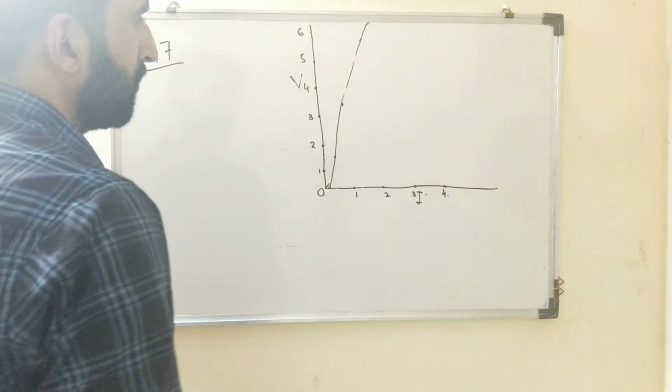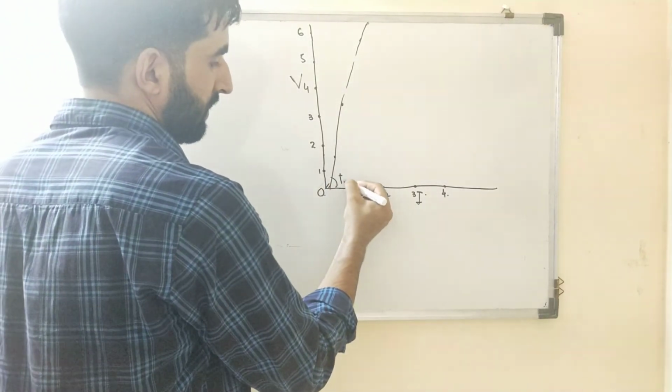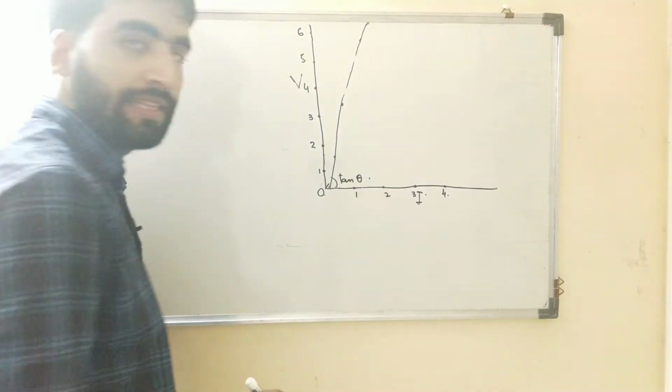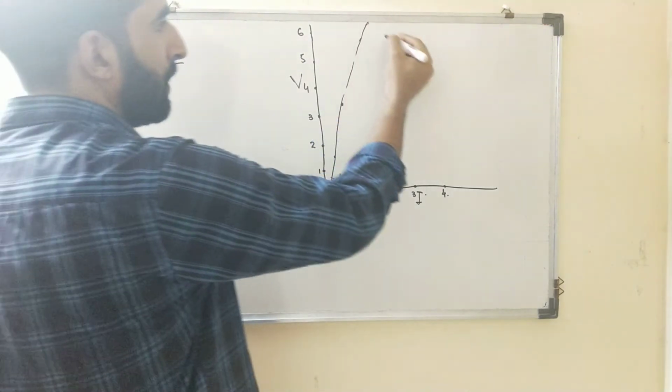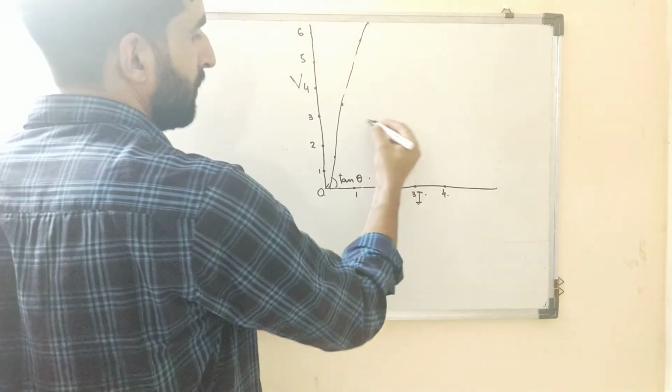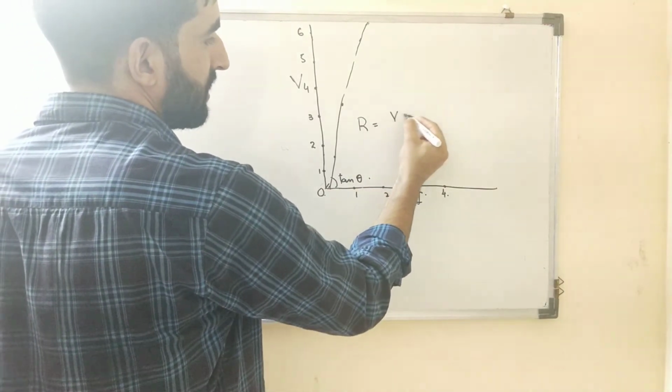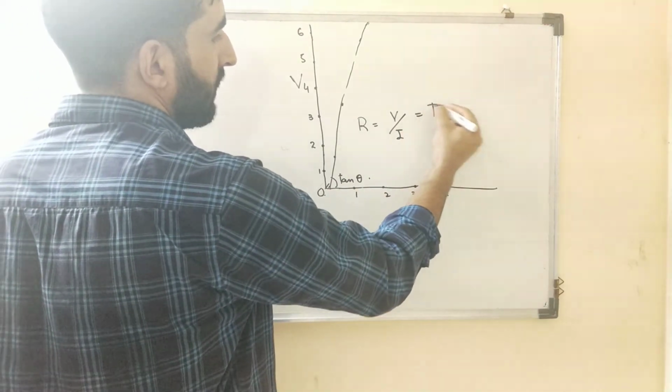So now you have to find out this tan theta. So tan theta, what will be the tan theta? Tan theta will be equal to perpendicular divided by base. So this will be equal to resistance. So resistance is equal to V by I, which will be equal to tan theta.